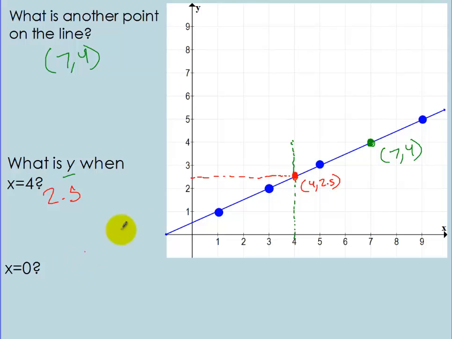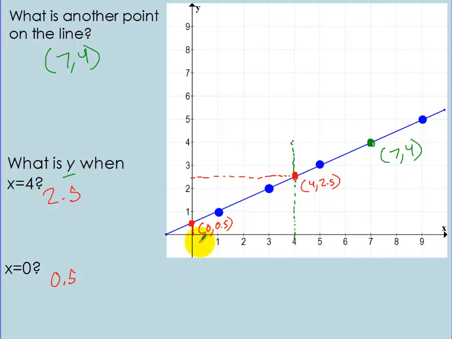What about when x is 0? Well, x is 0 happens right here, and it looks like that point is right here. Where's that for y? That looks like it's between 0 and 1, so that's going to be 0.5, so 1/2. So the coordinates of this point right here are going to be (0, 1/2), or (0, 0.5).